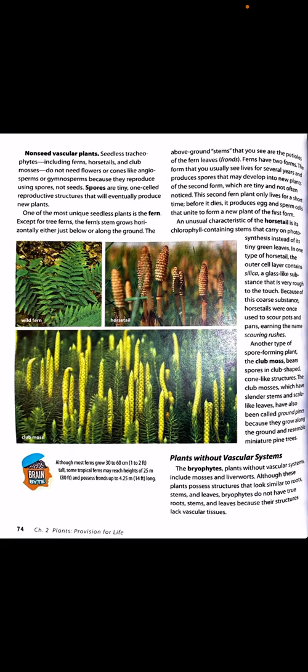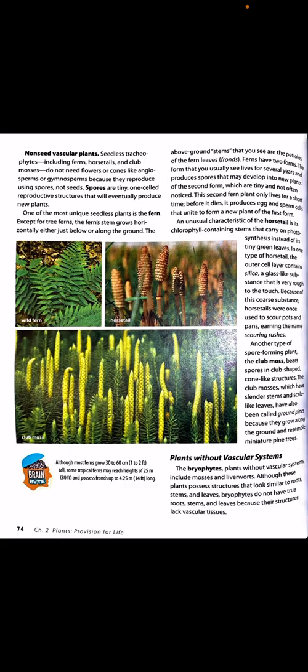An unusual characteristic of the horsetail is its chlorophyll containing stems that carry on photosynthesis instead of its tiny green leaves. In one type of horsetail, the outer cell layer contains silica, a glass-like substance that is very rough to the touch. Because of this coarse substance, horsetails were once used to scour pots and pans, earning the name scouring rushes.